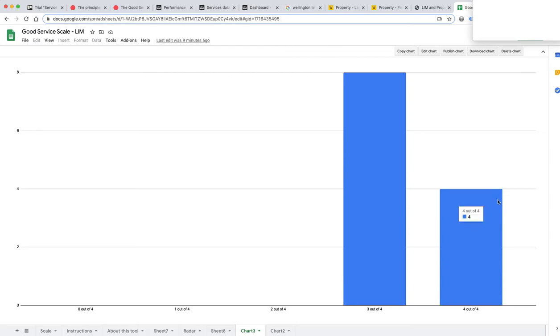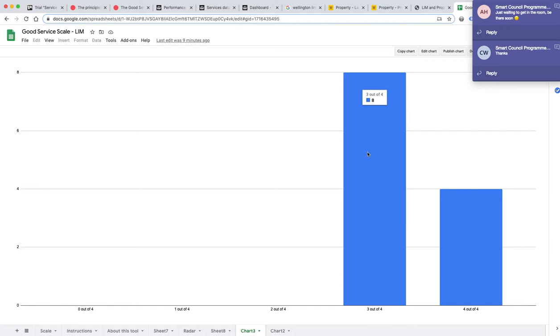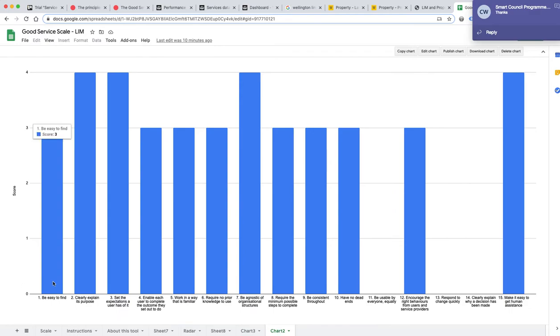So you can see it got 4 out of 4s. Very confusing thing to say. Got 8 3 out of 4s, and then it didn't get any of the other ones. That total number doesn't add up to 15. Or you could just look at all of the principles and visualize which ones scored high and low, and you can see that here are my empty ones over here. So that's the first framework.